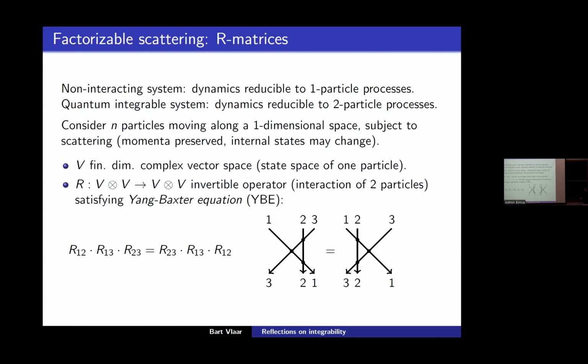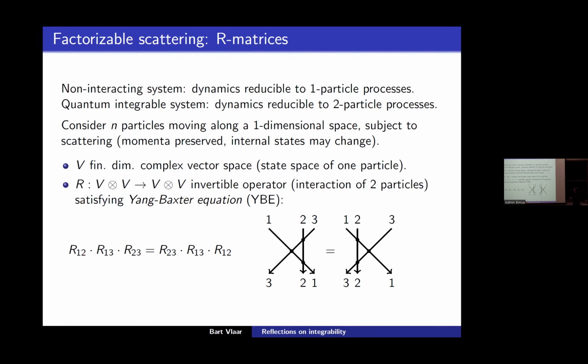So let's have some kind of slightly toy model. We have n particles moving along one-dimensional space, and they're scattering. By scattering, I mean here that the momenta are preserved, but the internal states of the particles may change. So they keep going, and they possibly exchange information by adjusting their internal states. Okay, and so I can take the state space of one particle, let's call it V, a finite-dimensional complex vector space, and I can think of there being an invertible operator corresponding to the interaction of 2 particles. So this goes from the tensor product of V with itself to the tensor product.